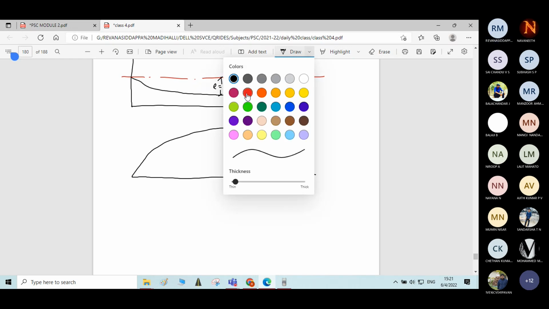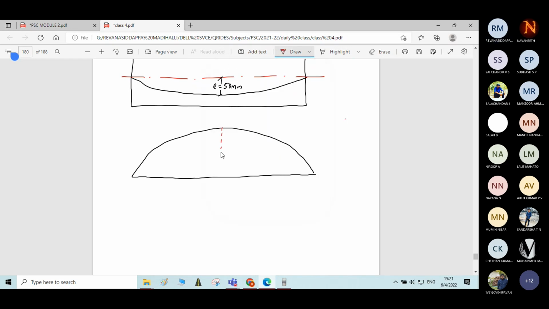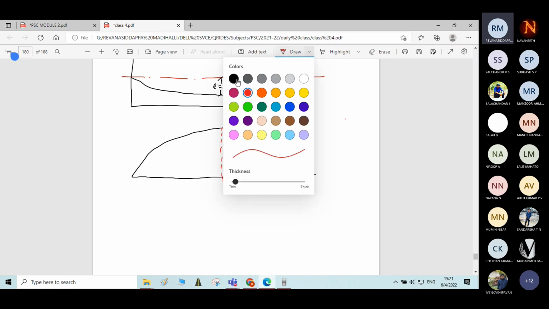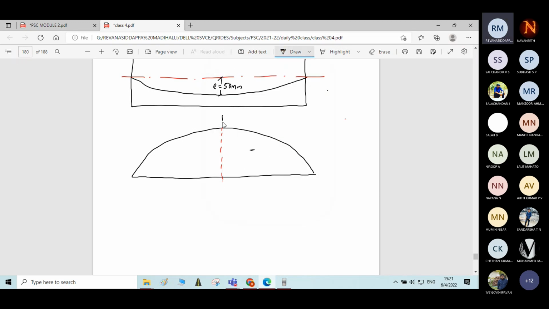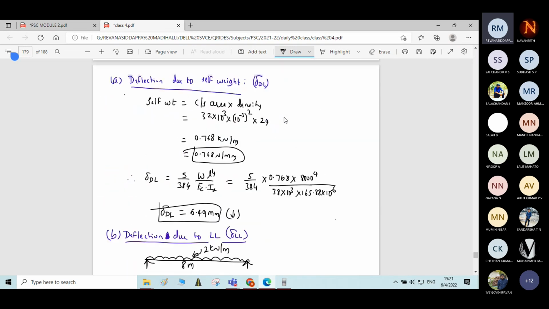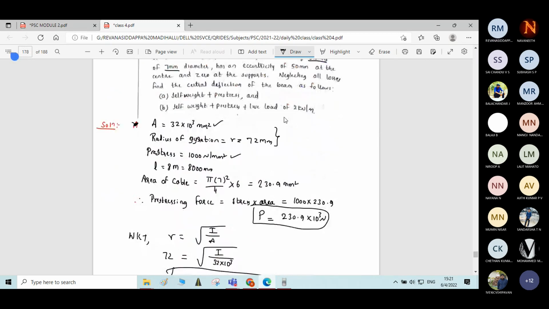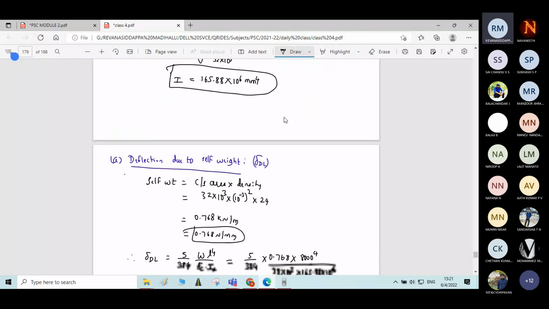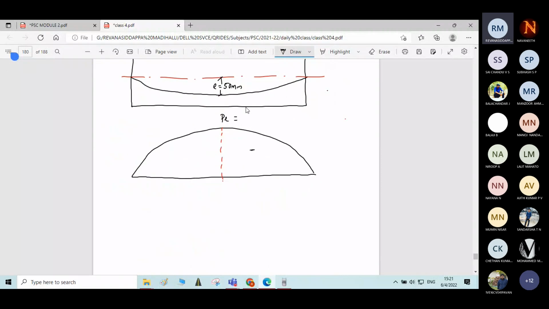Here what will be the value? PE, negative sign. P into E. Pre-stressing force, how much did you get? 230 into 10 power 3 Newton. Eccentricity is 50 mm. So the answer is 11.54 into 10 power 6.